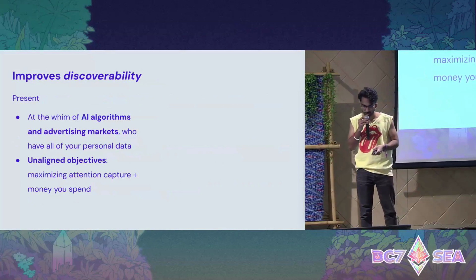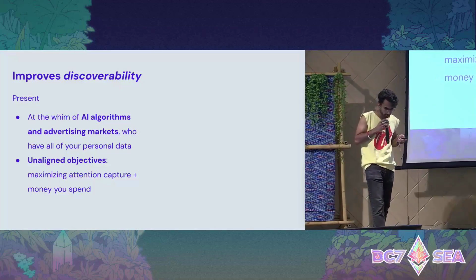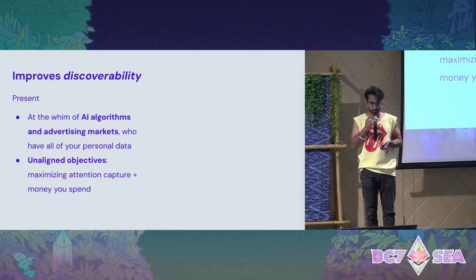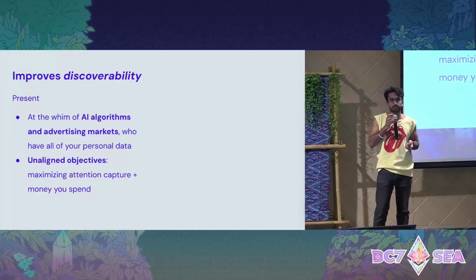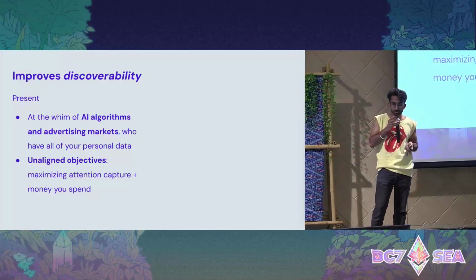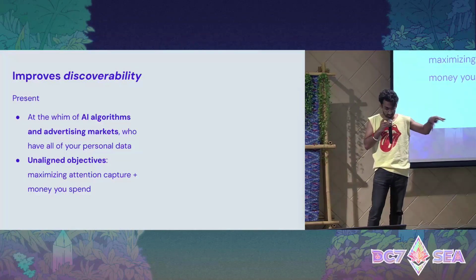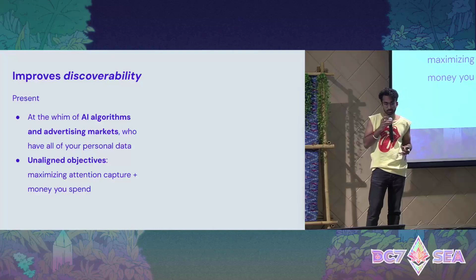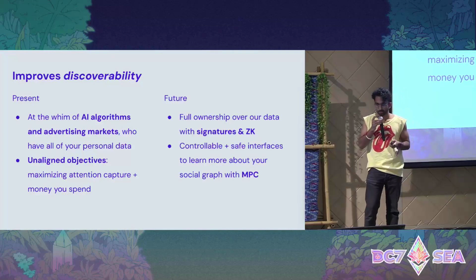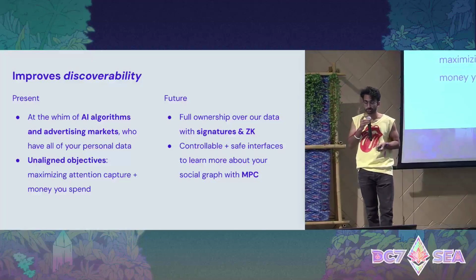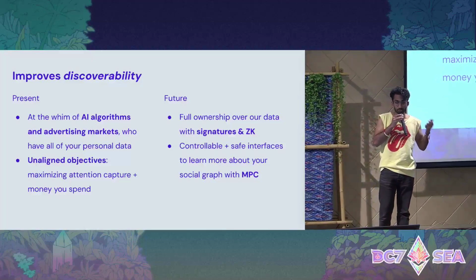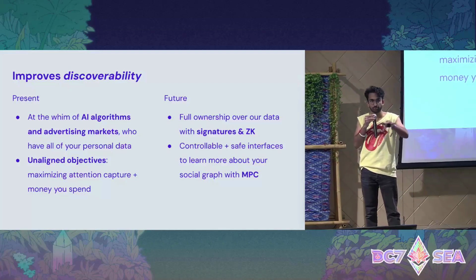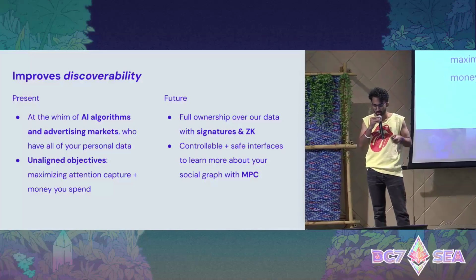Broadly, we think digital pheromones can help in two types of human connection: discoverability and improving depth of connection. With discoverability, a lot of our current stuff is based on AI algorithms and advertising markets who have all of your personal data from what you do on the app. Their objectives are to keep you on the app for as long as possible and to maximize the amount of money you're spending. With something like digital pheromones and the suite of cryptographic tools it's built on, we get to a place where we can have full ownership over our own data using tools like signatures and ZKPs, and use stuff like MPC to have these really safe, programmable, controllable interfaces to learn more about the people you're interacting with.